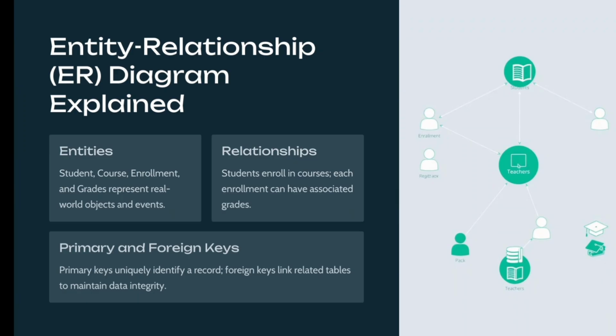Hello everyone, now we are going to see about entities and relationships, which are very important for DBMS. As we all know, the entities are student, course, enrollment and grade, which are real-world objects and events. Relationships: a student enrolls in a course, and each enrollment can have associated grades. What are primary key and foreign key? A primary key uniquely identifies a record, like the USN. A foreign key relates tables to maintain data integrity. This is about the entity relationship (ER) diagram in DBMS.